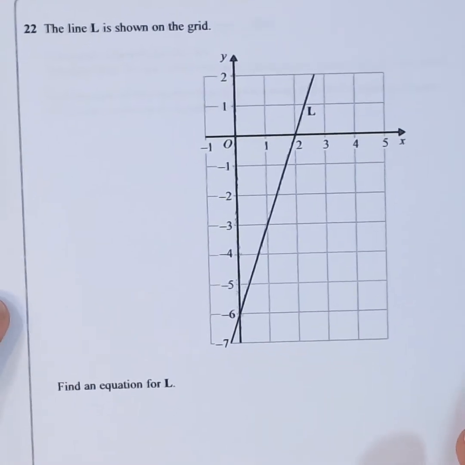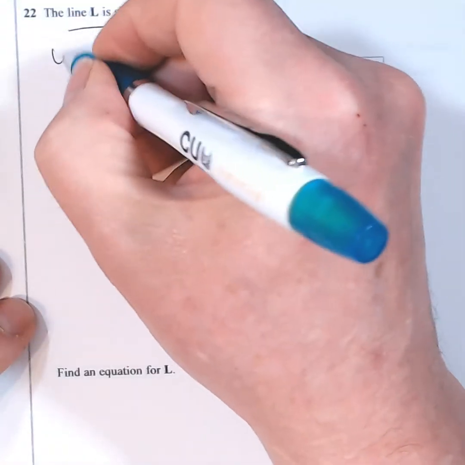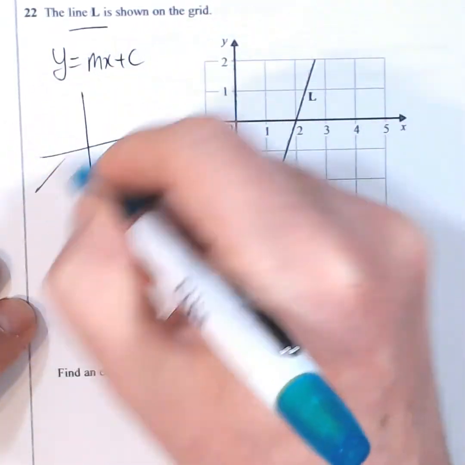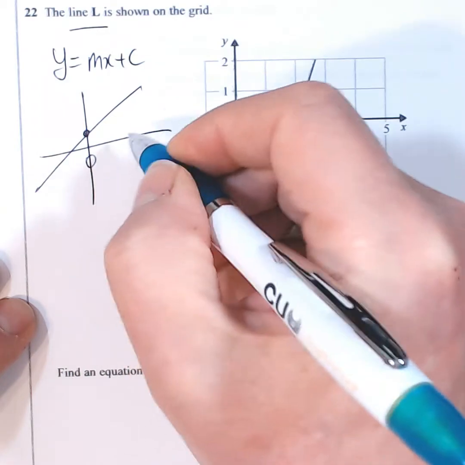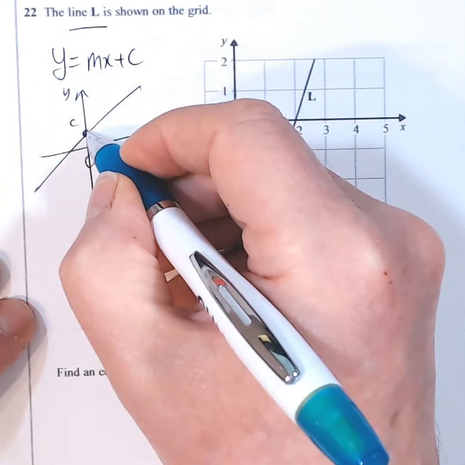Okay, so this question says we've got a line drawn, it's a straight line. So as soon as we see that, we should be thinking y equals mx plus c. And we should be thinking what that's telling us about. It's telling us that when x is 0, the line crosses the y-axis at c.